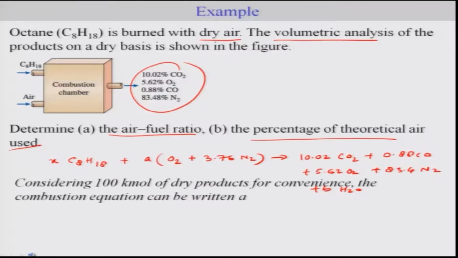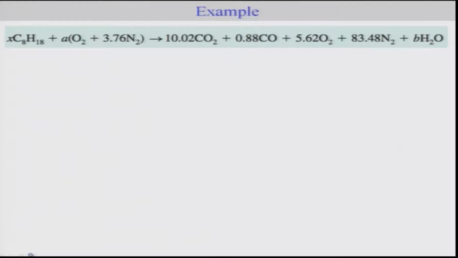Okay, so what we have done in this case is assume that 100 kilomoles of dry product is used. That's why we can clearly write this as the number of moles for the dry products. Of course, we don't know about the water, thus we have written B moles of water as part of the product. So we have this equation.